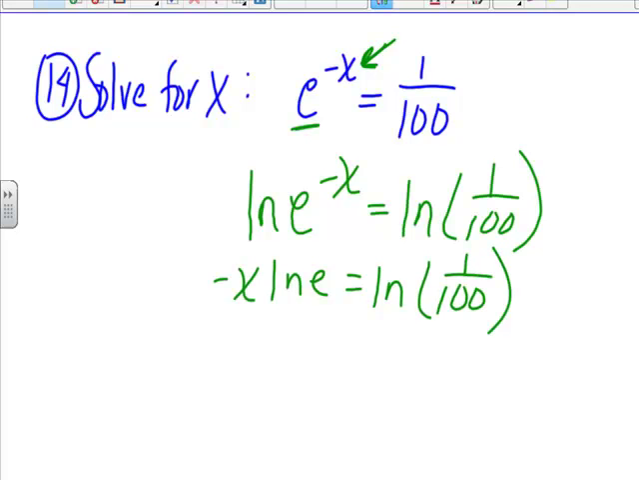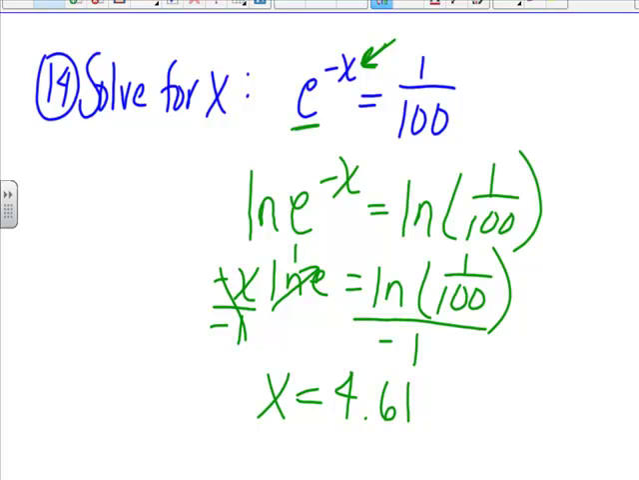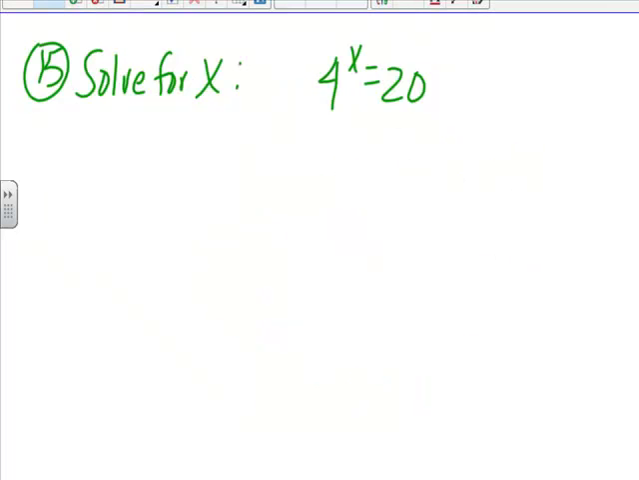And I personally oftentimes kind of go all through the whole thing, get it all set up, and then put it into my calc rather than take in a whole bunch of decimals with me. So lucky thing, ln of e is 1, so this is good news. And so really all I need to do here is divide both sides by a negative 1, because then I will get an x. And when you do that, you get an answer of 4.61 if you were to round to hundredths. Okay, a couple more problems.